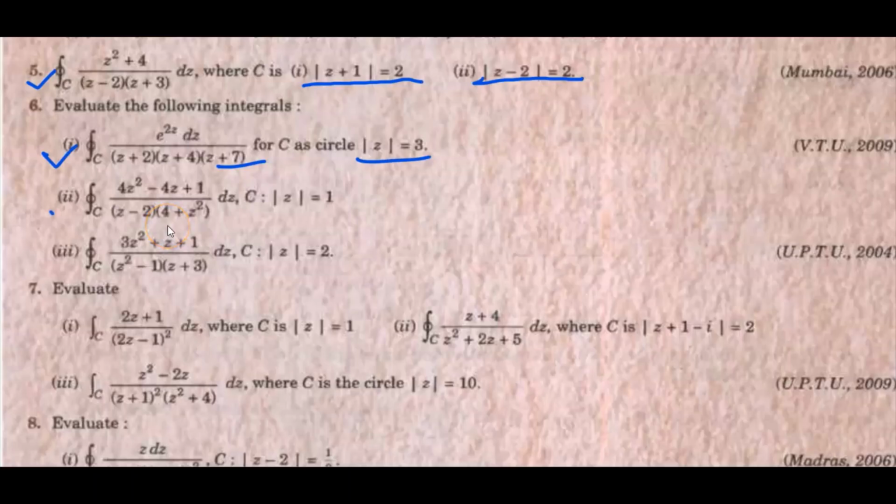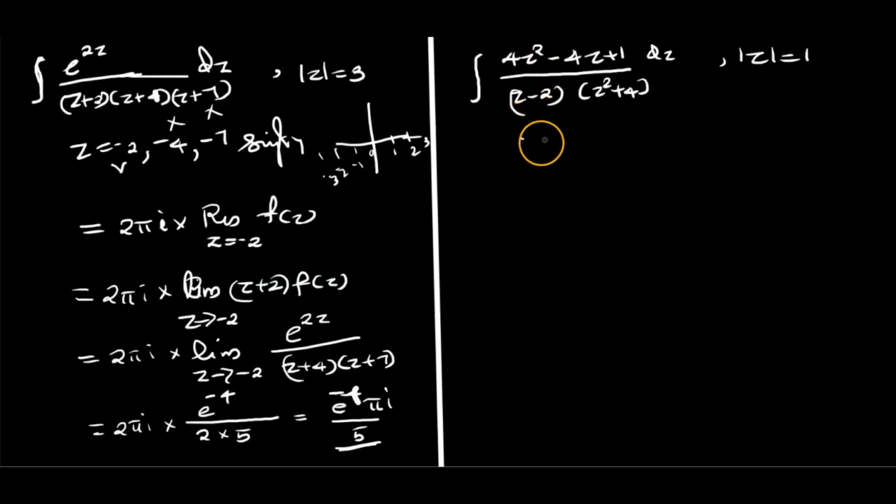Next question is the integral of (4z square minus 4z plus 1) divided by (z minus 2) into (4 plus z square) with mod z equal to 1. So clearly z equal to 2, and z square plus 4 is 0 when z is equal to plus or minus 2i. These are the singular points. 2 and plus or minus 2i are singular points.